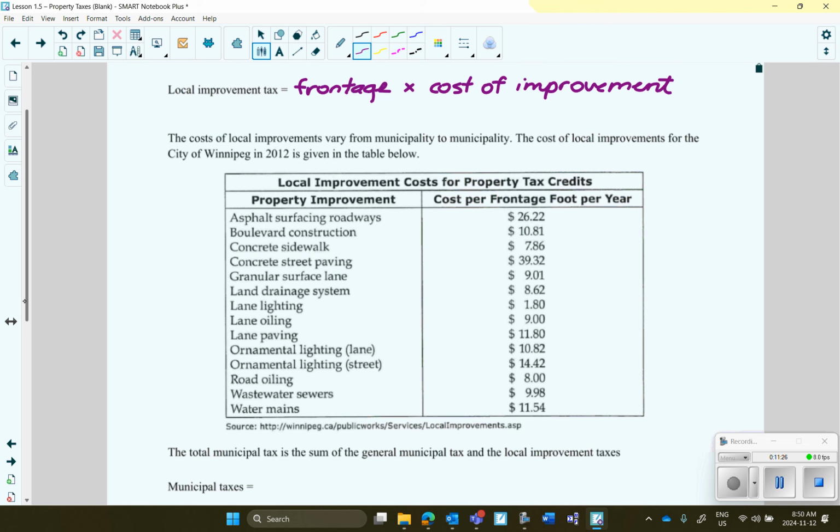So things like road resurfacing, lane paving, oiling, sewers, water mains, lighting. All of these things are broken down. I think on my last property tax, and I usually bring it in, I think I had lane paving, although they haven't done anything with our lane as of yet, and there are enormous potholes. So I can't wait for them to start doing something.